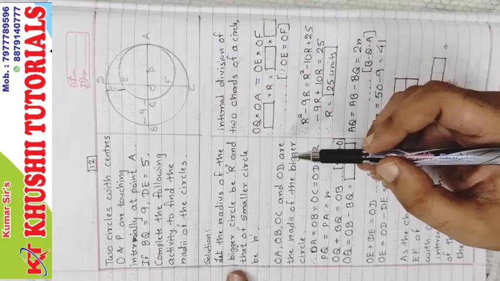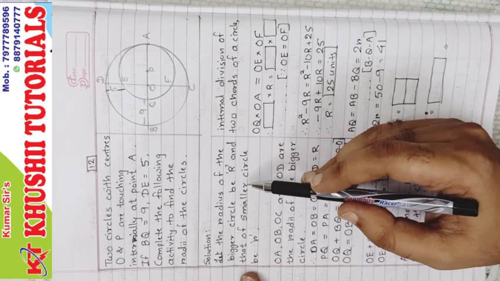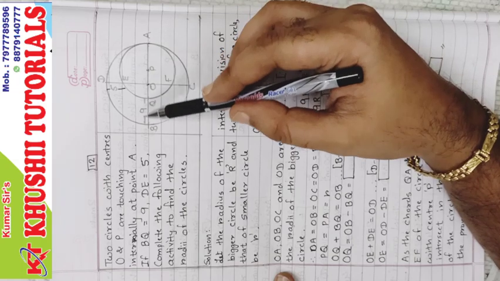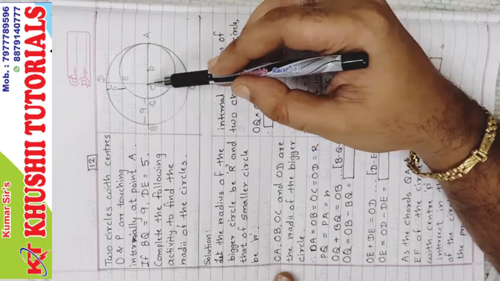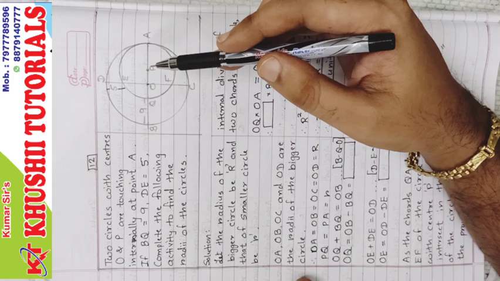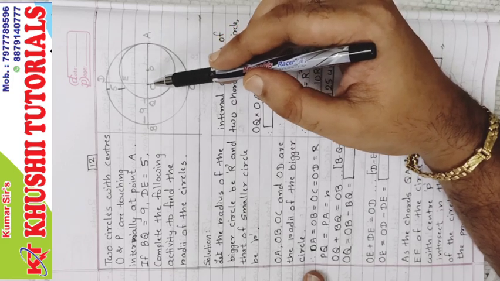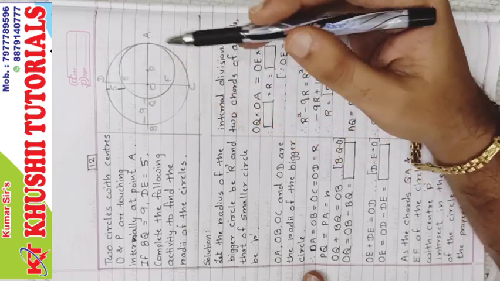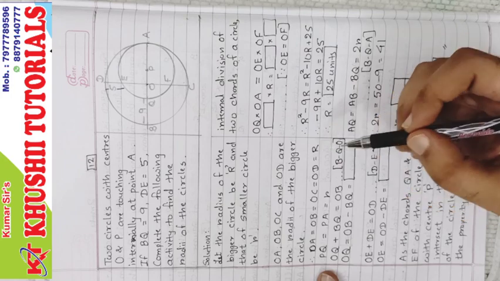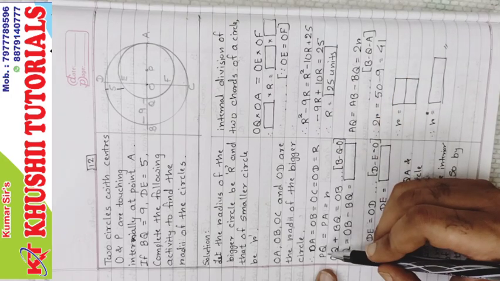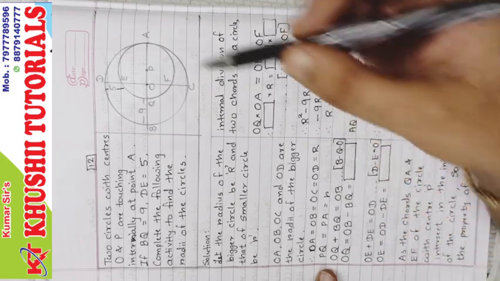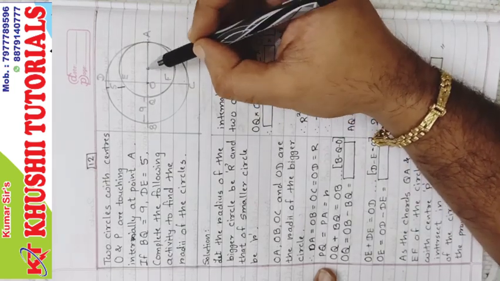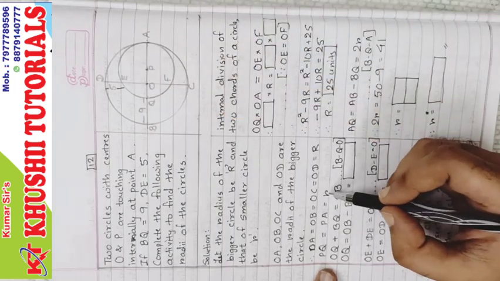Let the radius of the bigger circle be capital R and the smaller circle be small r. OA, OB, OC and OD are radii of the bigger circle. Therefore, OA equal to OB equal to OC equal to OD equal to R. These all four are R. Now PQ equal to PA equal to small r. Now small circle, right? The radii are PA and PQ. So that will be small r.